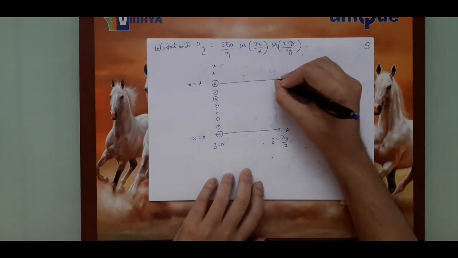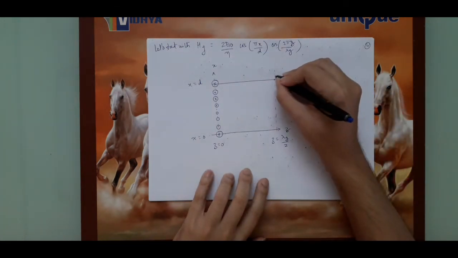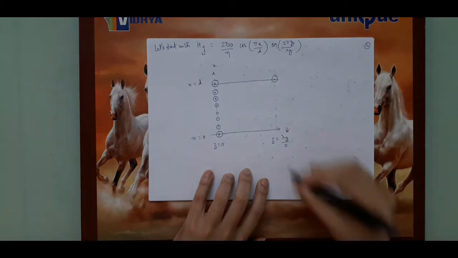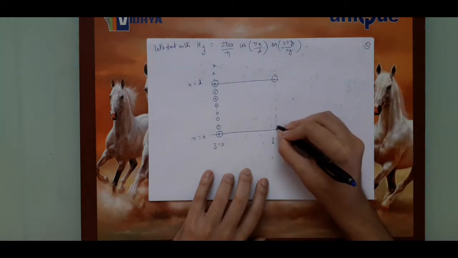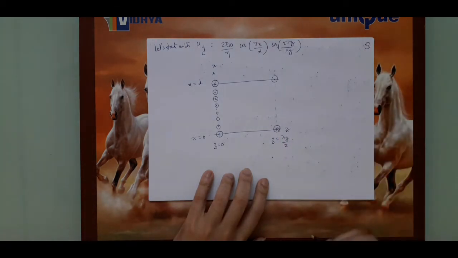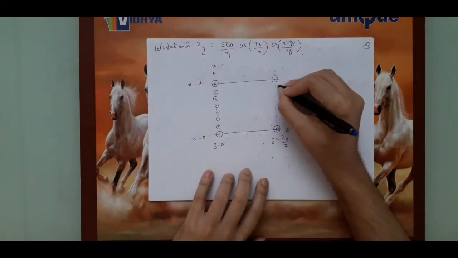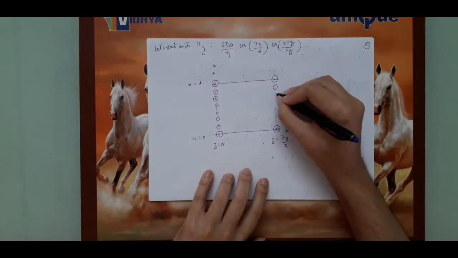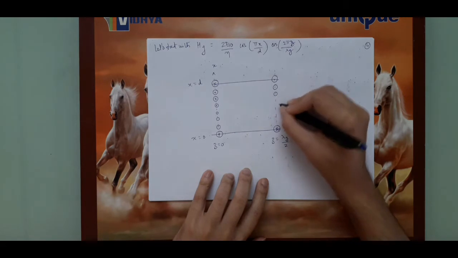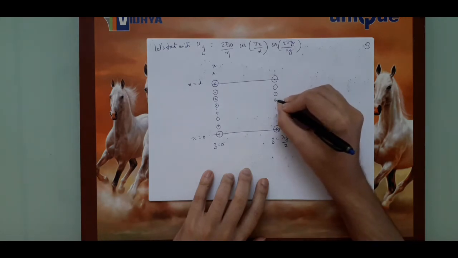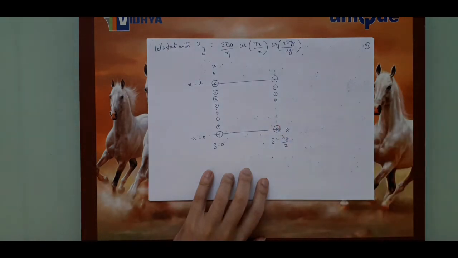So therefore, I can write this, and over here will be the negative maxima. And likewise, I can show this. Again, there will be a 0 somewhere in the middle, that is at x equals d by 2.